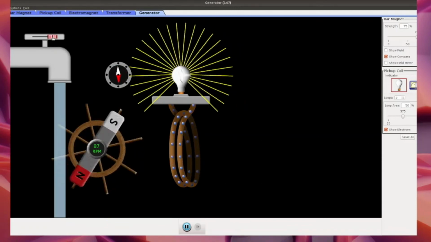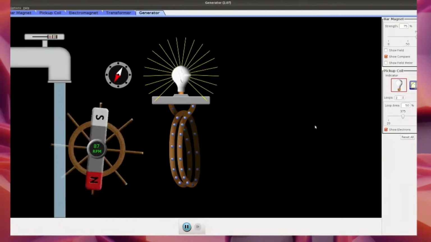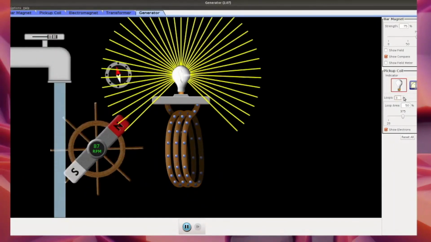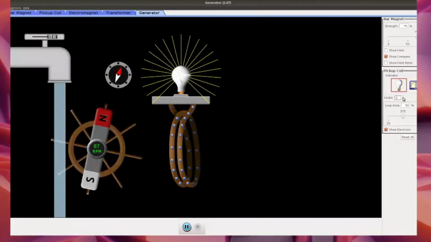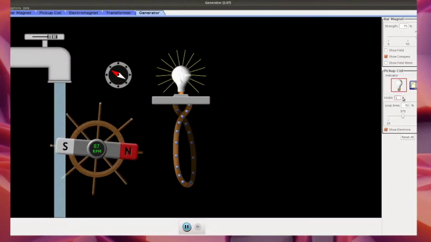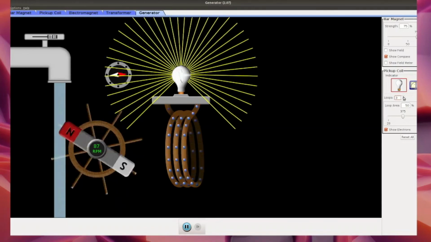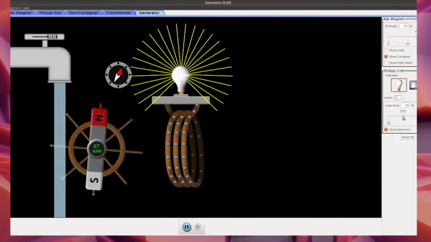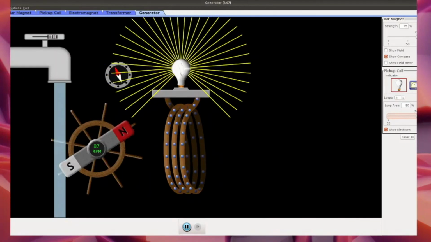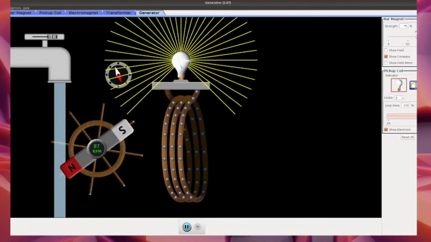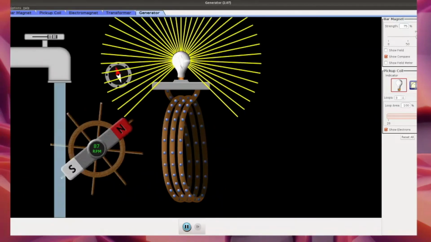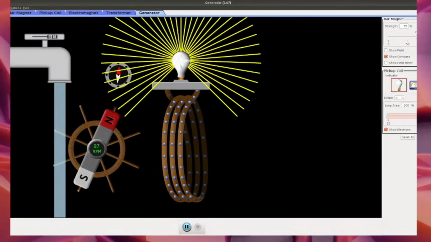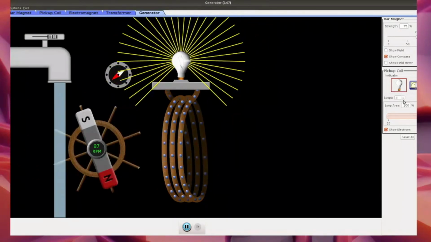Let me see if I can change. Oh, I can increase the number of loops. So if I increase the number of loops, the voltage goes up. I can go to 1 loop, so there's not that much light. 2 loops, more light, and then 3 loops, more light. Okay. I could also increase the area. So if I increase the area of the loop, then I should get bigger voltage from Faraday's law. So if I increase this, more light. This is as good as it gets, I think, because I just increased the area to the maximum possible size in this simulation, and I have the maximum possible number of loops.